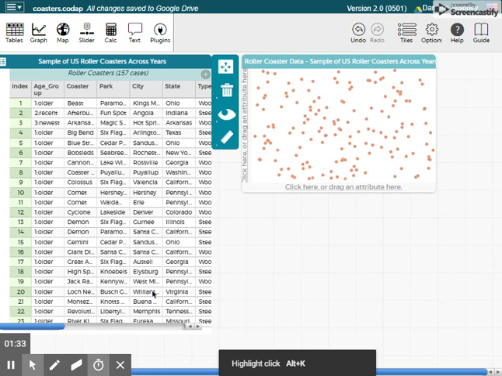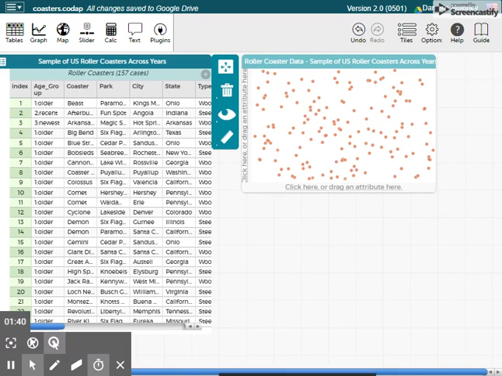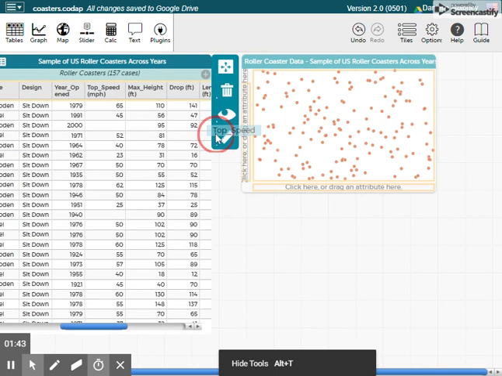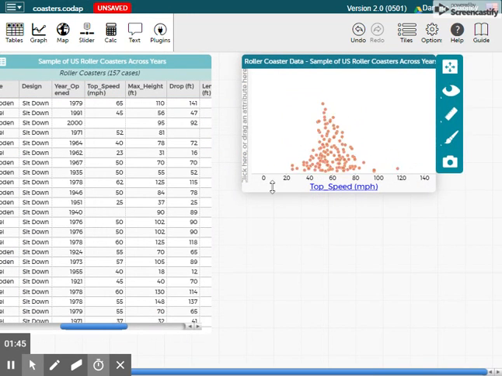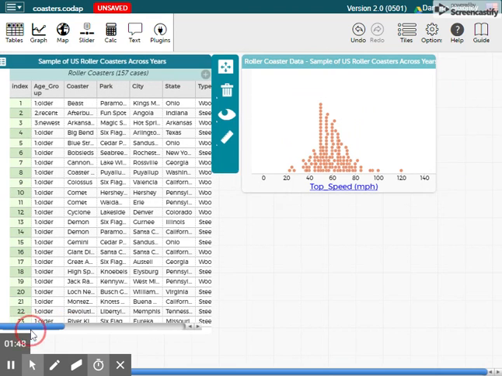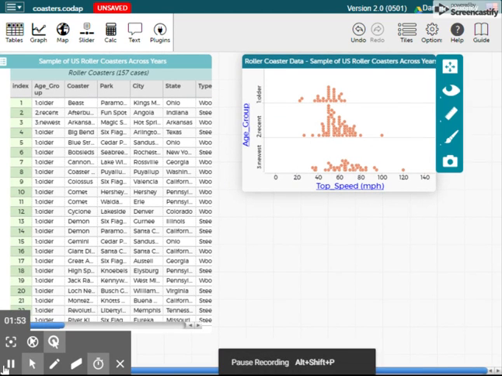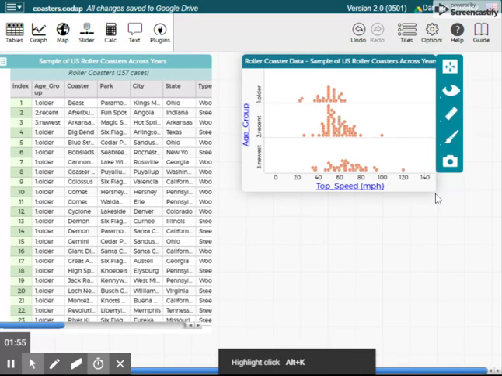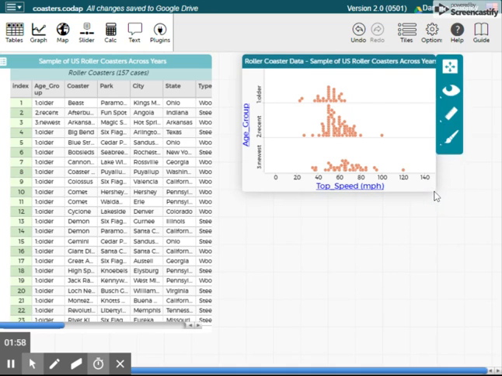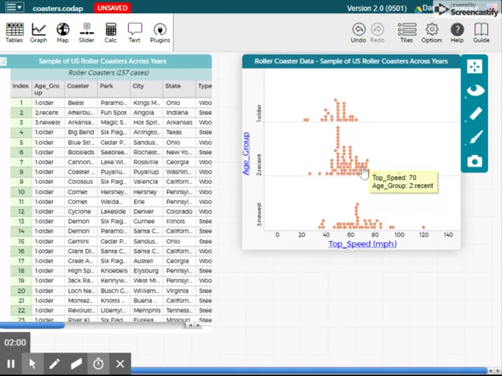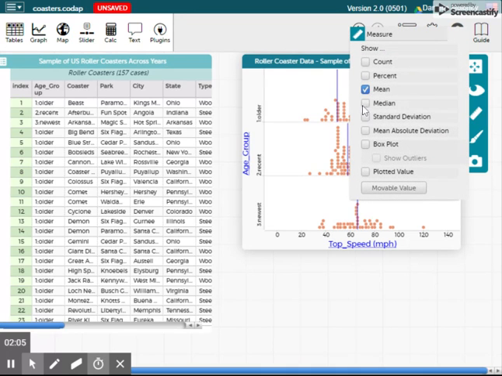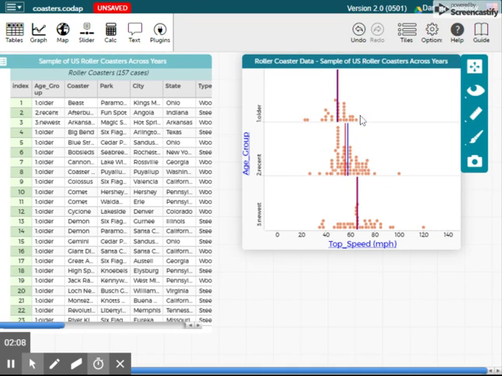So the first question asks us, are there any differences between the top speed of older, newer, and more recent roller coasters? I'm going to take top speed as the variable and drag that to the x-axis, and then I'm going to sort it by age group along the y-axis. Already we can see within this representation that the data is spread out differently for the three different age groups. But to make that even more clear, we can show the mean and median of each cluster.